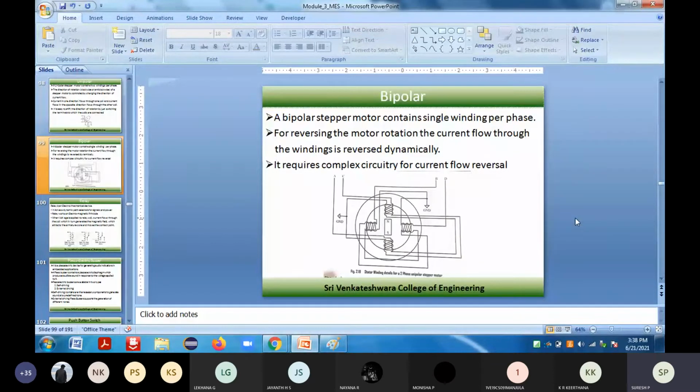Now in your bipolar, for reversing the motor rotation, the current flow through the windings is reversed dynamically. As I told you previously in unipolar, if I want to reverse the direction of the motor, we have to give the reverse current. If you give the reverse current, obviously the motor will be rotating in the anti-clockwise direction.